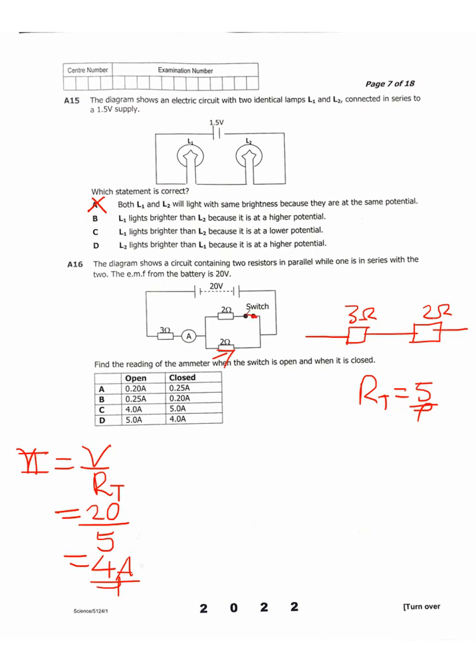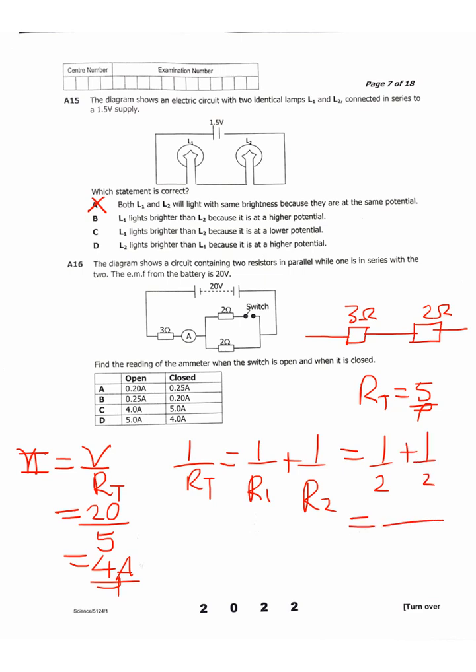So if this is closed, even the other two resistors, now these two are working. So let's first find the total of these two resistors connected in parallel. So we can now say 1 over RT is equal to 1 over R1 plus 1 over R2. So 1 over 2 plus 1 over 2, lowest common denominator is 2. 2 into 2 is 1 times 1 plus 1. Then 1 plus 1 is 2 over 2. 2 into 2 is 1. So the total resistance for these two is 1.